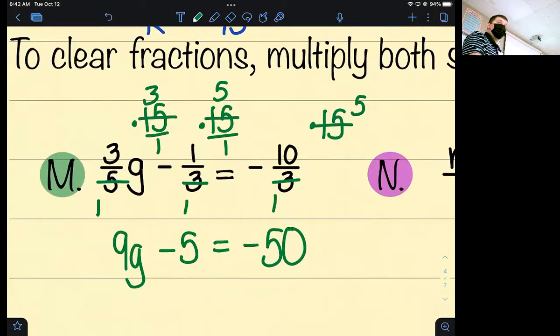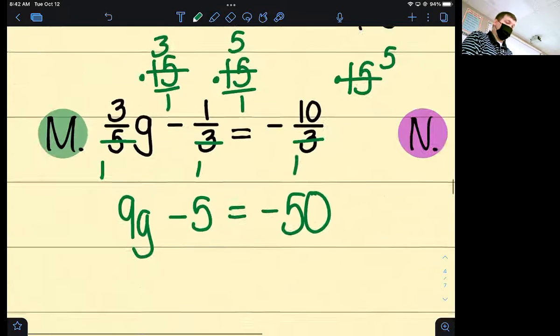That to me seems like a pretty useful step, because now I don't have any fractions. Now, do you have to do that step? No, you don't have to do that step. You could add 1/3 to the -10/3, and then you could divide by 3/5 as your second step. Remember, dividing by 3/5 is the same as multiplying by its reciprocal 5/3. You could do all that. We've done that even in one-step equations. But I like this one better.